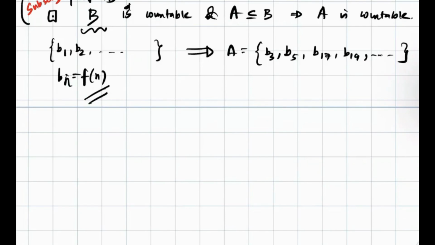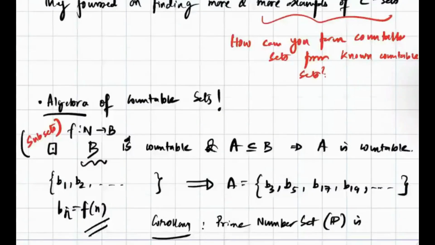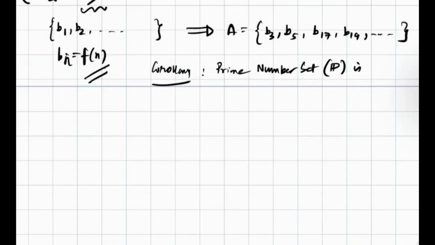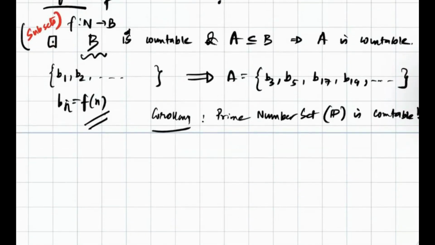So the corollary is that the prime number set is countable, because we cannot show it like here, right? Like this, we cannot find a specific function, so you can prove it in this way. See how beautiful it turns out to be when you use these algebraic properties, how two sets interact.